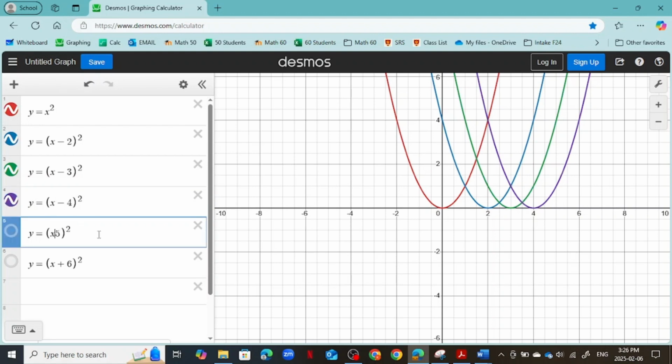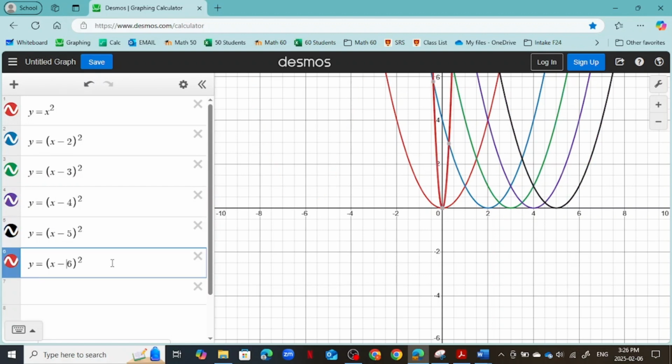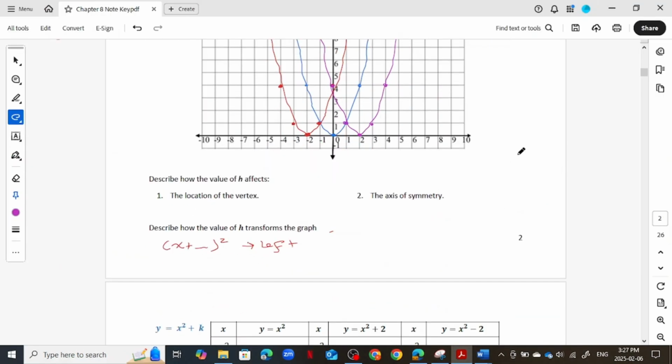This one, if I put it in, hopefully this is getting repetitive for you, has been moved right 5. And then lastly, this one has been moved right 6. So in general, we can say that when you have a bracket that is x minus some value, it's been moved to the right. We can also generalize that the value of h is moving that vertex left and right, and in fact, it is the x value of the vertex.